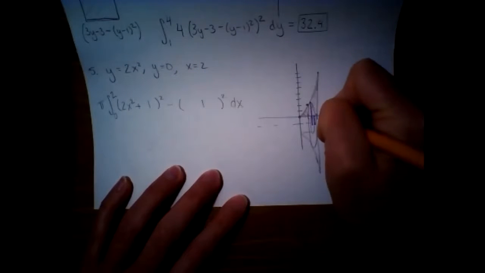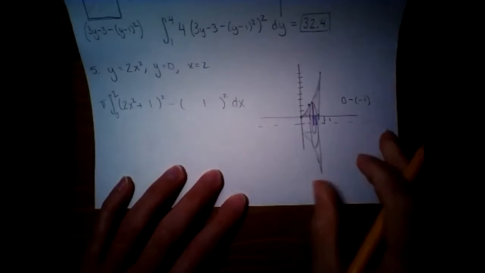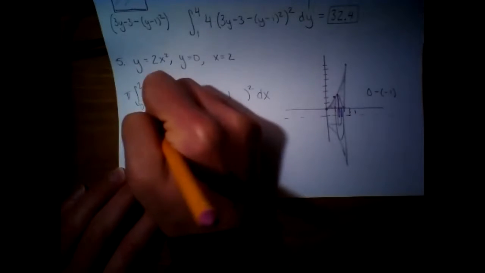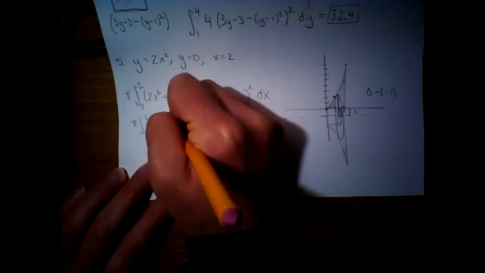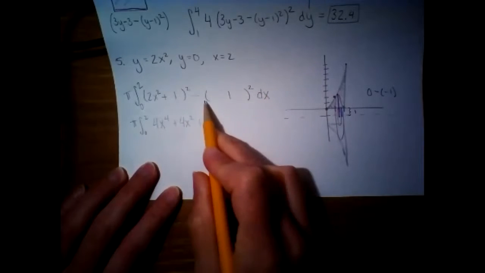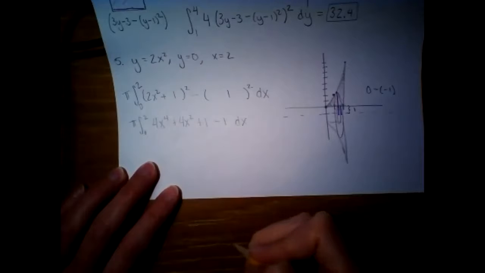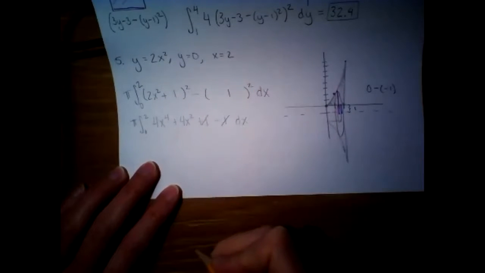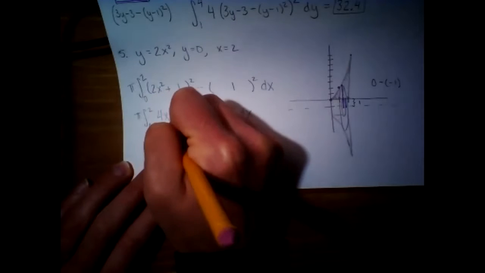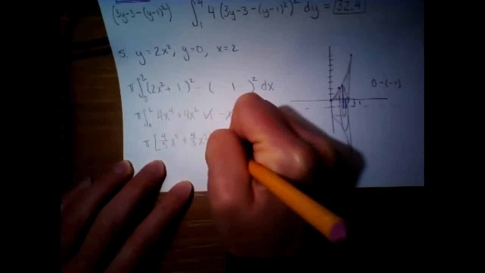And again, what most people do is they'll just look at this and go, oh, from there to there is just 1 unit. So that's going to be 1. So multiplying this out is going to give you 4x to the 4th plus 4x squared plus 1. And then minus 1 squared is just 1. So conveniently, those are going to cancel. And then our antiderivative is 4/5 x to the 5th plus 4/3 x cubed from 0 to 2.